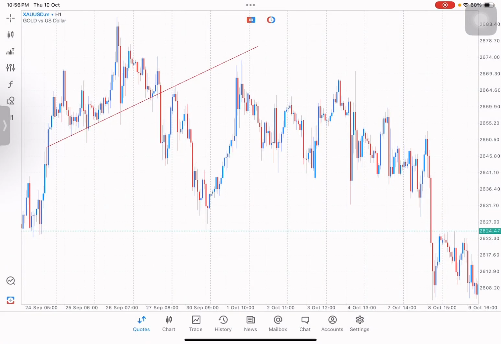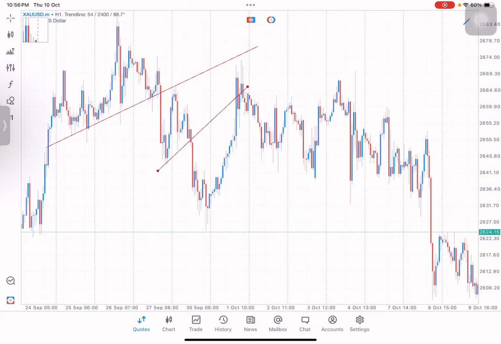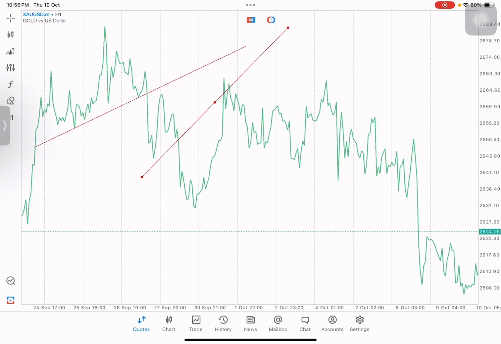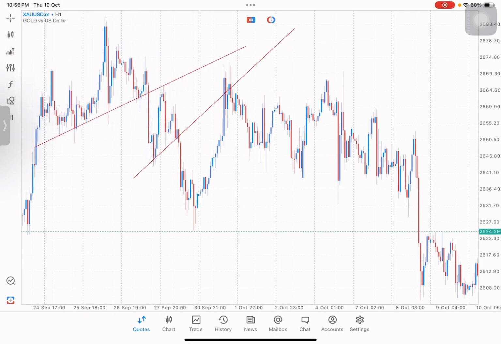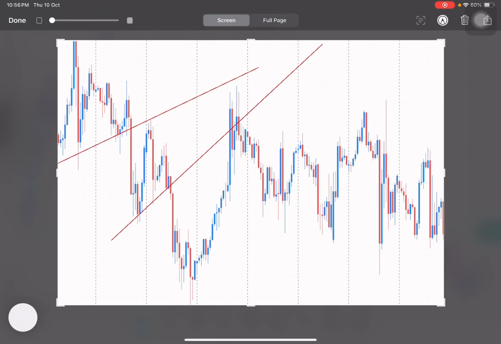So I'll show you another example over here. Let's just say we are going here, on the line chart, and we draw it like so. When we open the candlestick, we can see that price broke our trend line, came back down here, broke it again, came back down, and then continued to go down. So it's not very precise.